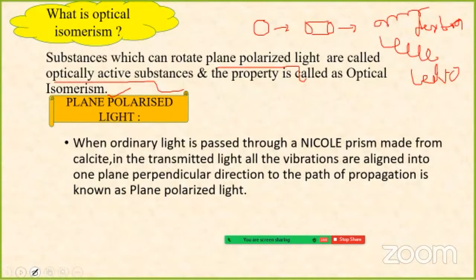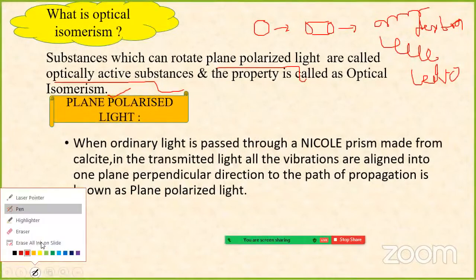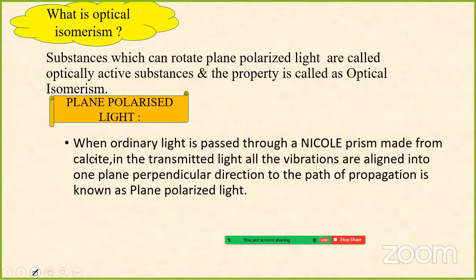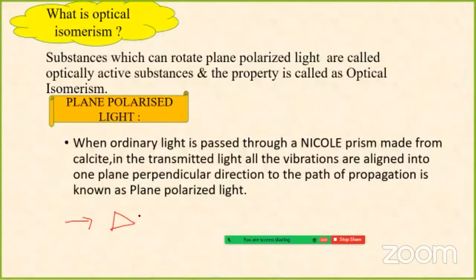Here, we will see what is plane polarized light. When ordinary light is passed through a Nicol prism made from calcite, the transmitted light, with all the vibrations aligned in one plane perpendicular to the path of propagation, is known as plane polarized light. We take ordinary light and pass it through the Nicol prism. You know the prism, you might have learned about it in your 9th and 10th class. When you pass it, what will happen?